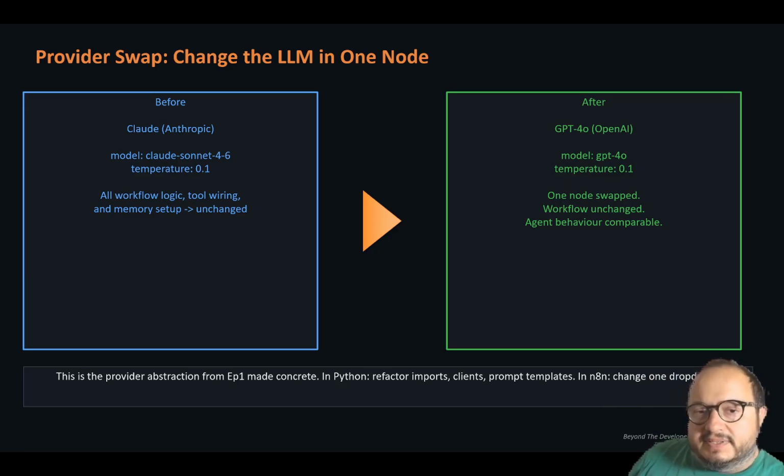I am going to open the React AI agent node, change the language model node from the Claude to the OpenAI GPT-4o node, set the model to GPT-4, then save. That's it. The Slack trigger, the Redis memory, all 3 workflow nodes unchanged. The agent now runs on GPT-4, sends the same message. The behavior is comparable. The routing logic, the tool calls, the memory, all the same. In Python, this would mean touching your imports, your client initializations, potentially your prompt templates if they use model-specific formatting. In n8n it is one drop-down change.